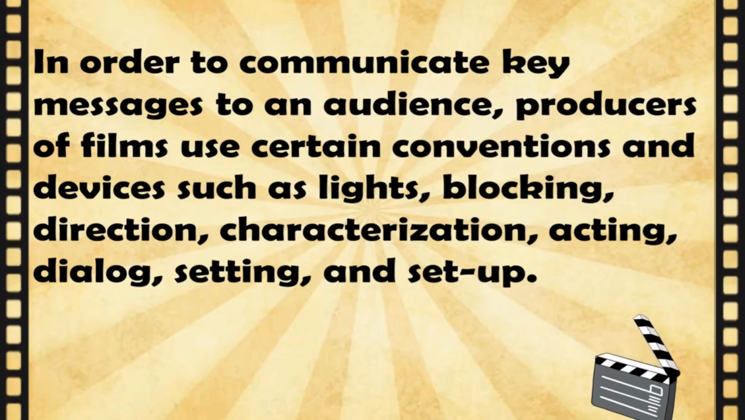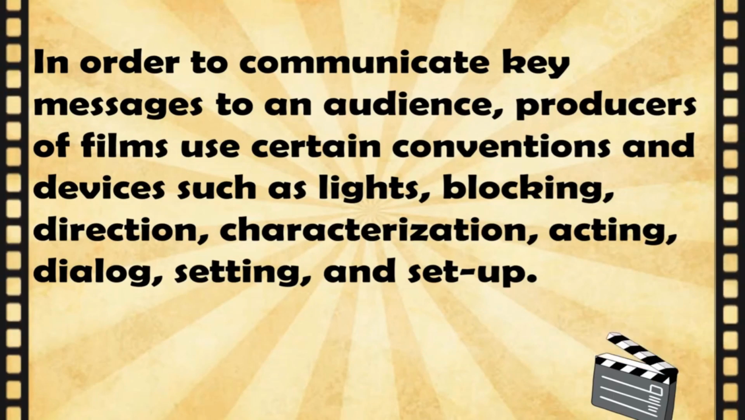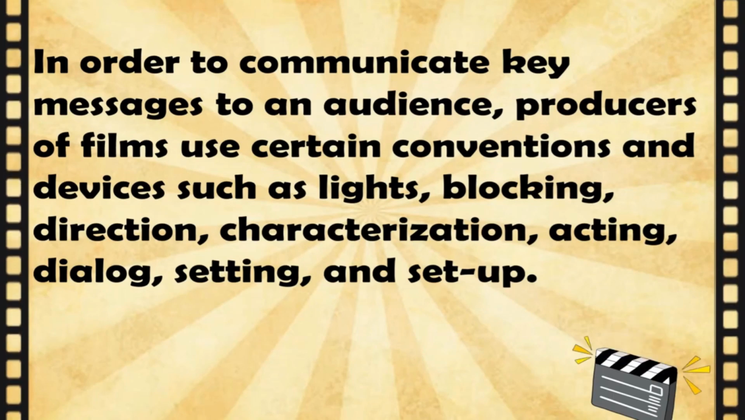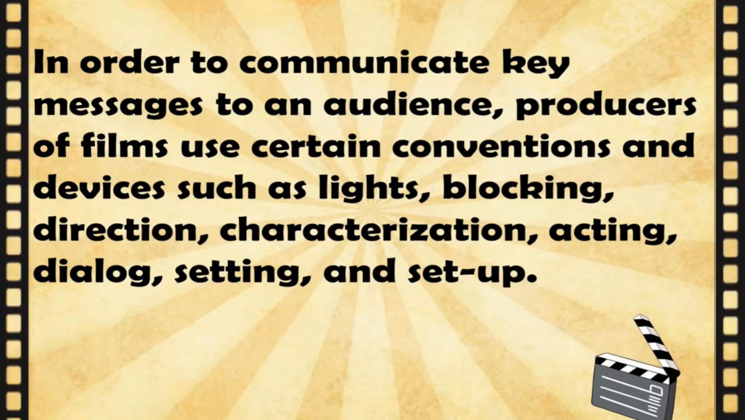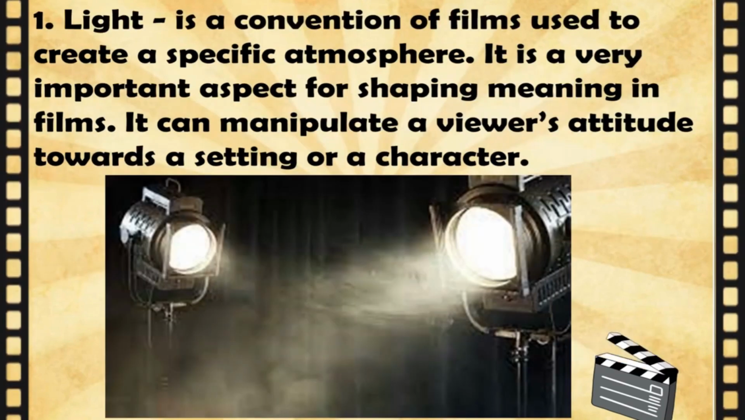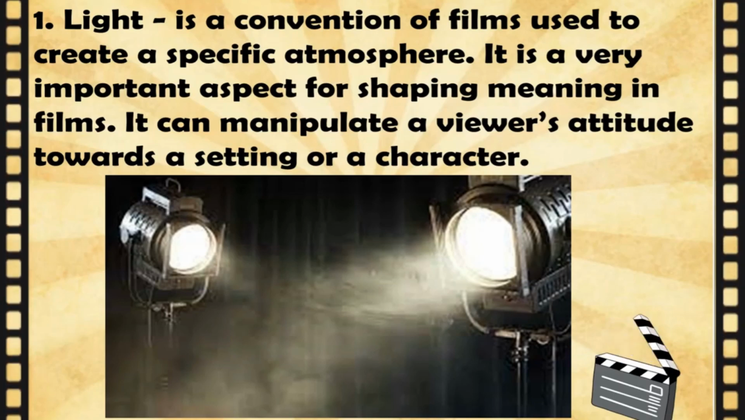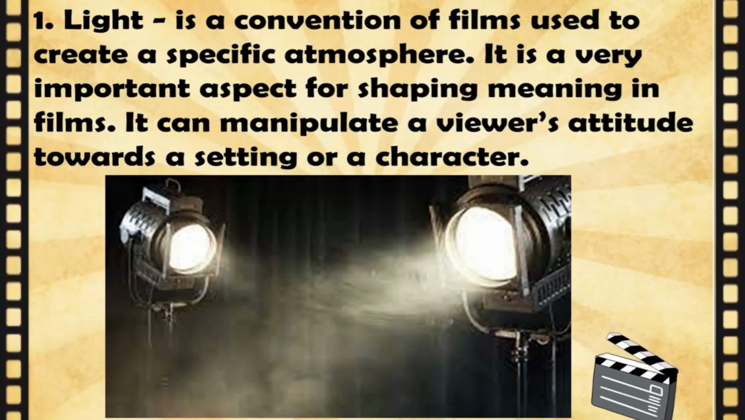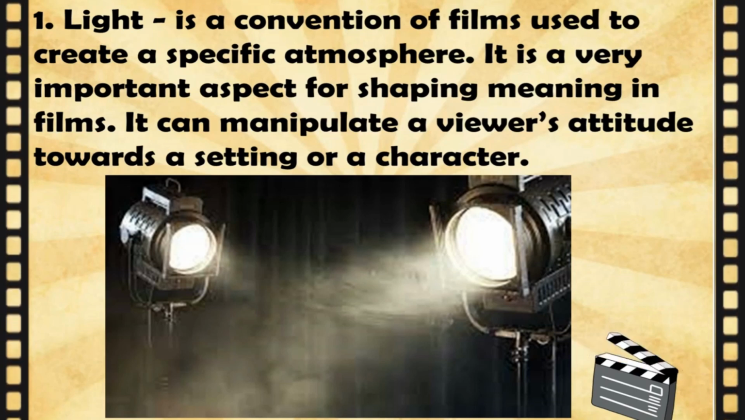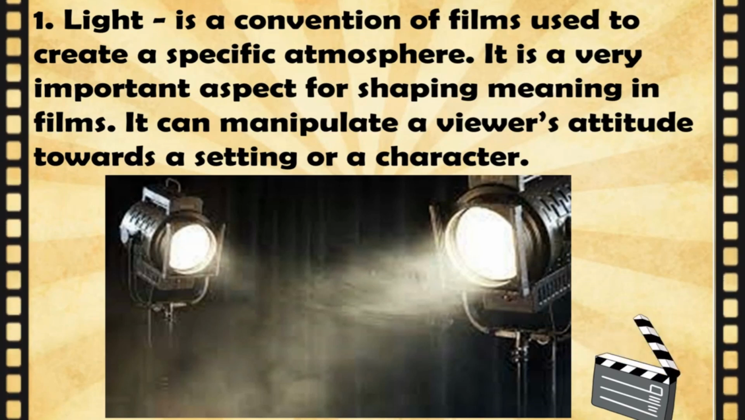as lights, blocking, direction, characterization, acting, dialogue, setting, and setup. Number 1. Light is a convention of films used to create a specific atmosphere. It is a very important aspect for shaping meaning in films. It can manipulate a viewer's attitude towards a setting or a character.